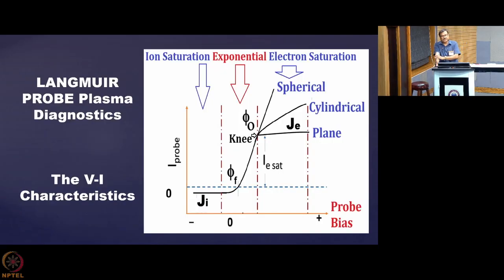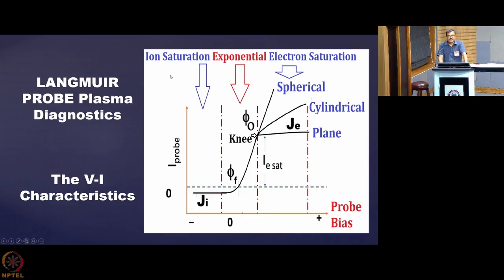Now the curve that I have just shown you is due to the planar probe. When you are using a cylindrical probe, the current may vary with the applied bias like this, and for a spherical probe it may go like this.